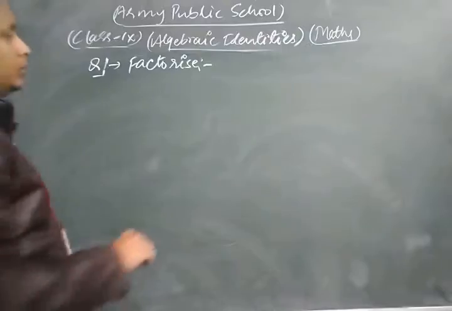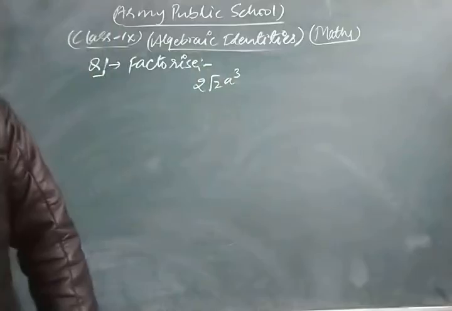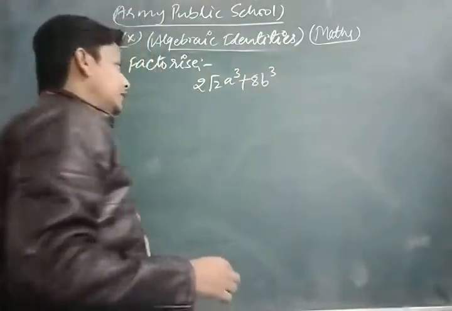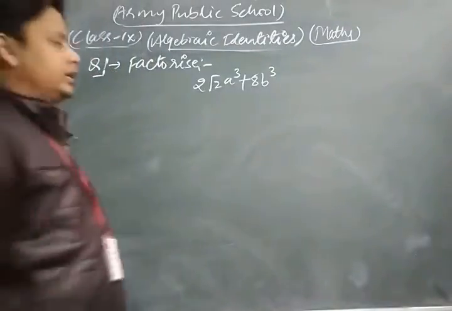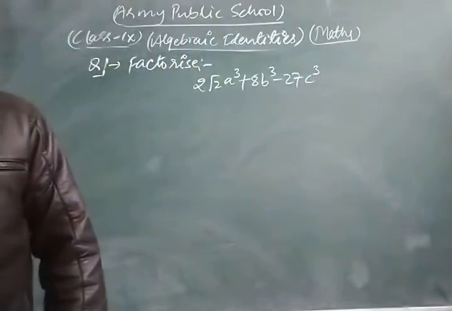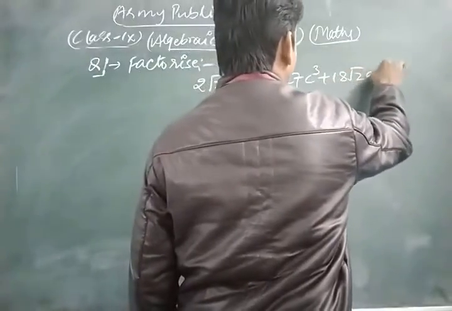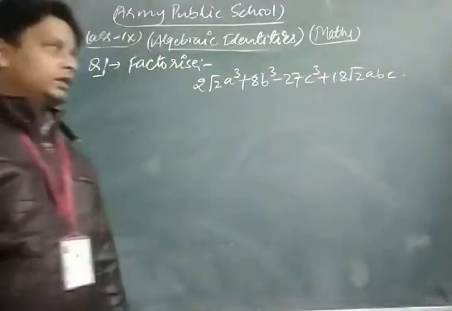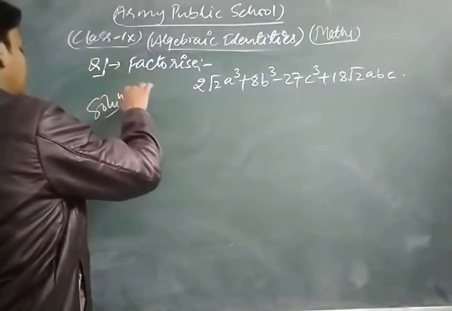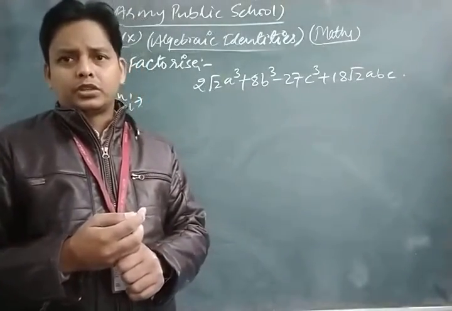Factorize 2 under root 2 a cube plus 8b cube minus 27c cube plus 18 under root 2 abc. Now let's see its solution. This is the question here.